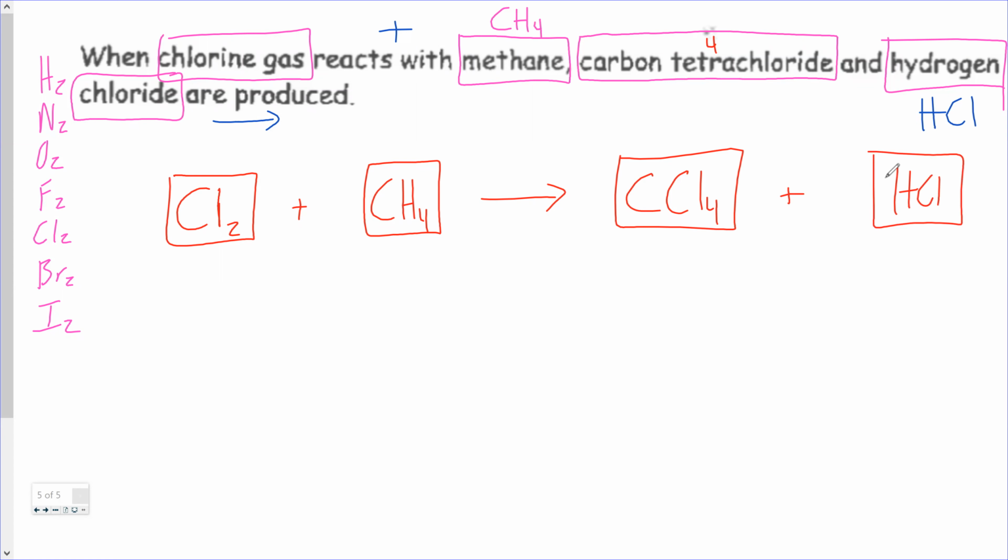This should have been what your skeleton equation was to start. Okay. So the biggest thing that would have messed you up here is if you didn't get your carbon tetrachloride formula right. Or if you forgot your 2 on your chlorine gas, right? So now, can you guys tell me what elements you see?